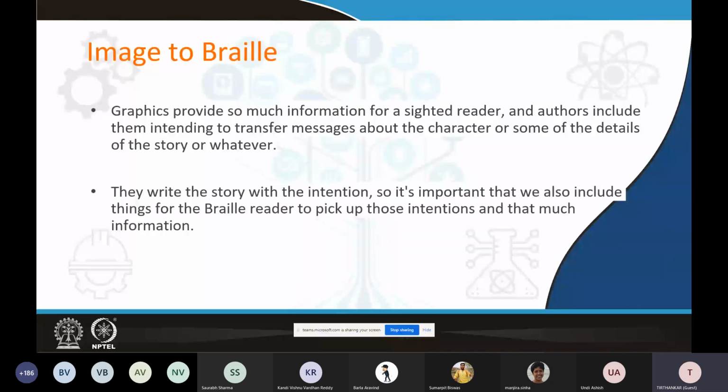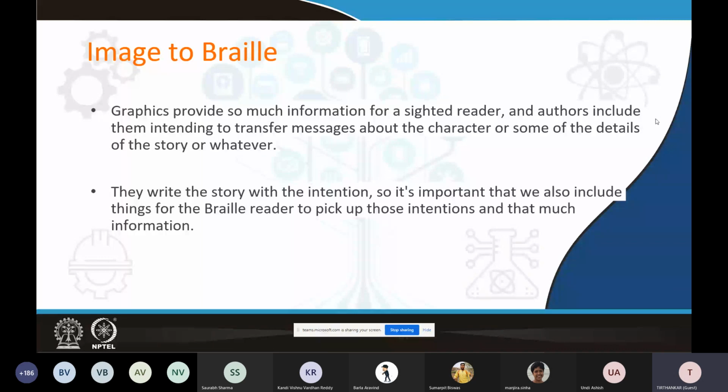Yes. So typically we have already observed how textual contents can be represented with respect to Braille, and it becomes very easy for a blind person, if they are knowledgeable about the Braille conventions, to read and write textual contents that are written in a book.